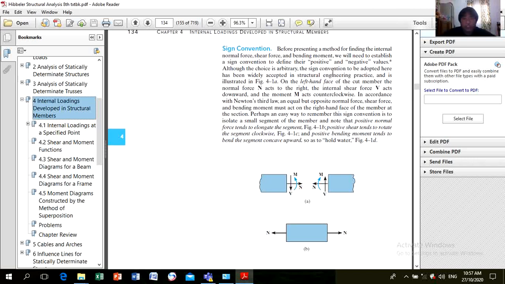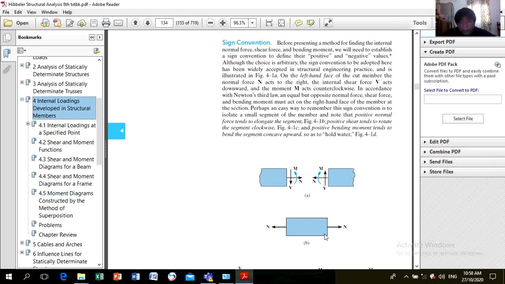Okay, so we have here the sign convention. Before presenting a method for finding the internal normal force, shear force, and bending moment, we need to establish a sign convention to define their positive and negative values. But again, this is a sign convention only. On the left hand face of the cut member, the normal force N acts to the right, the internal force V acts downward, and the moment M acts counterclockwise.